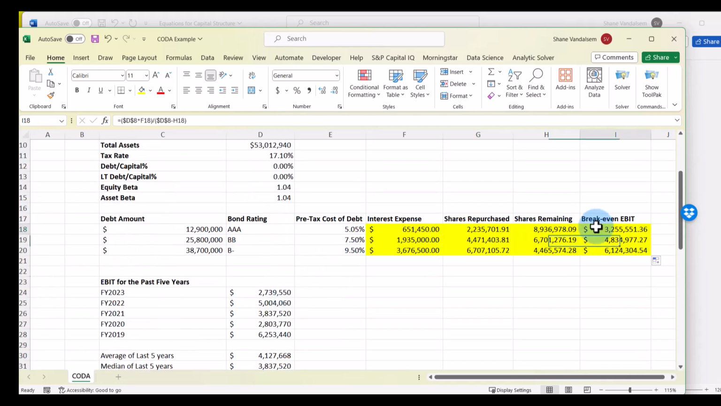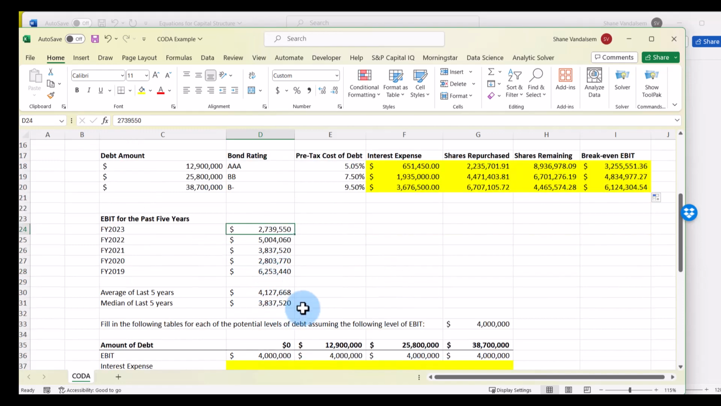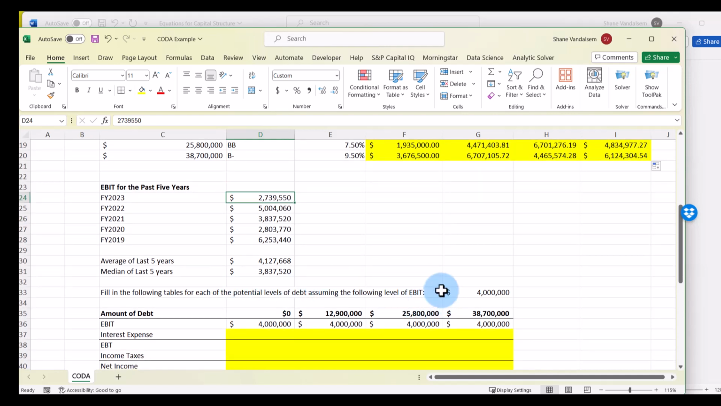the break-even EBIT is more than what the EBIT was for 2023. However, it's less than the average and the median levels of EBIT over the last 5 years. So we're kind of in the ballpark of maybe having some debt would make sense for the company. We're going to assume that the EBIT for the firm will be $4 million, which is, again, kind of in line with what the average has been, although the annual amount has been pretty volatile year to year.